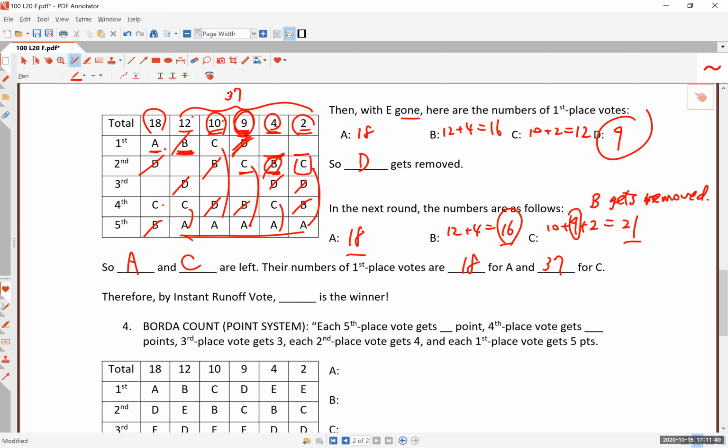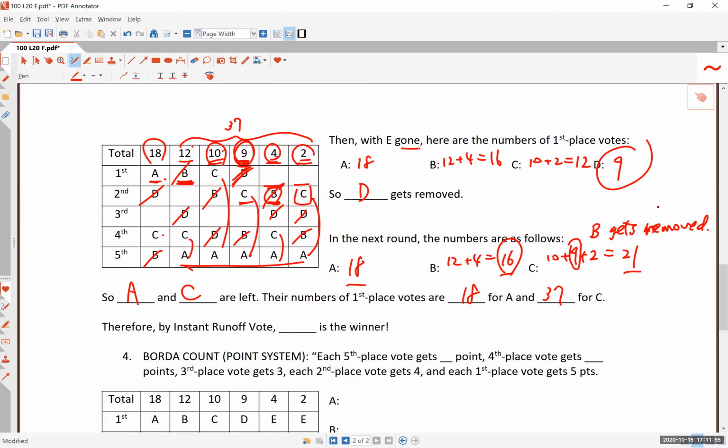So by the process of elimination, first, remember, E got eliminated, and then D got eliminated, and then B got eliminated, and now A is going to be eliminated. So therefore, by the instant runoff vote, C is the winner, okay?